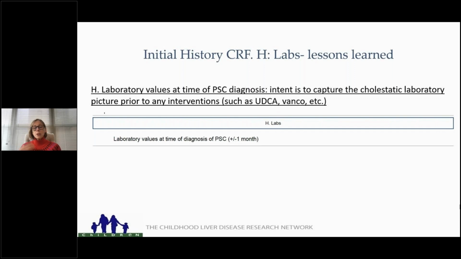This one is not perfect, but we just wanted you to understand the timing of the labs at PSC diagnosis. And if you have a choice, 1 week prior to the diagnosis or a few days or a week or two after, probably choose the 1 week prior, but you can double check with your PI. Okay.